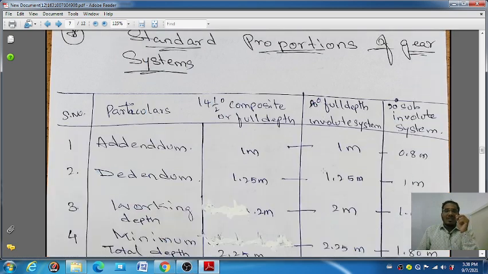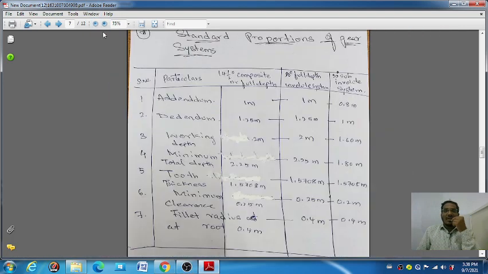So the last is here, we are seeing the different types of measurements for the purpose of the standard proportion of the gear system. These are the standard proportions of the gear system. While you are manufacturing or designing the gear, you have to remember these points. Addendum, you know very well which addendum will be there in that gear. Addendum for the composite full depth is 1 module.